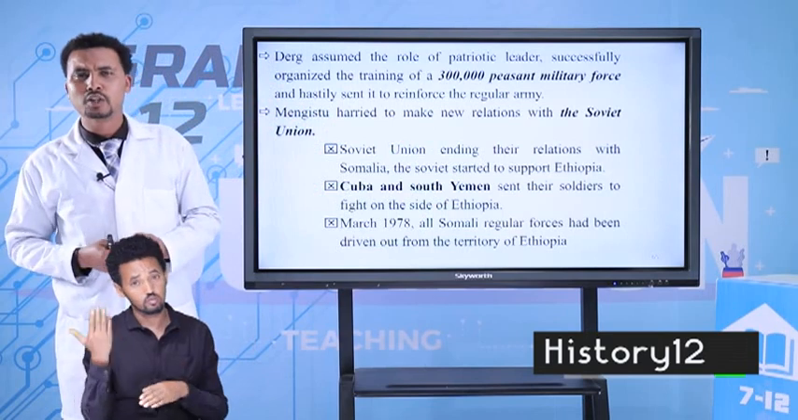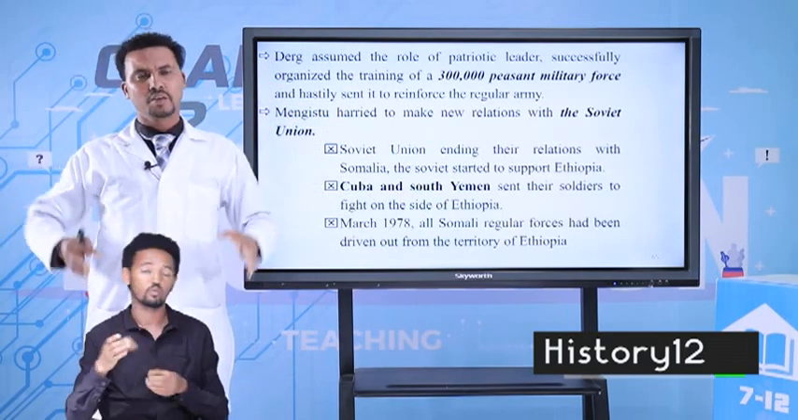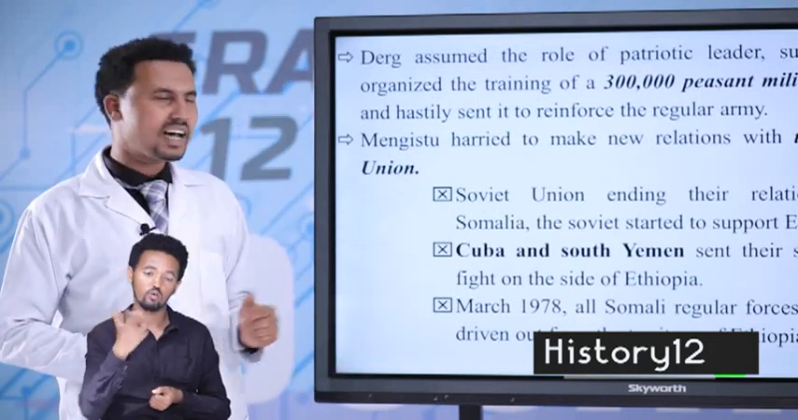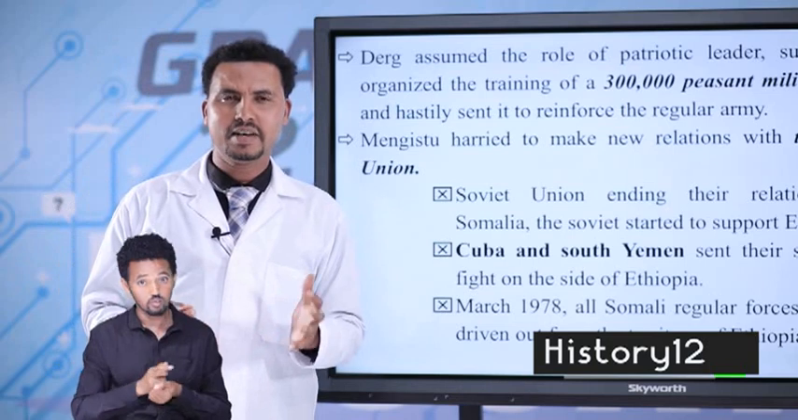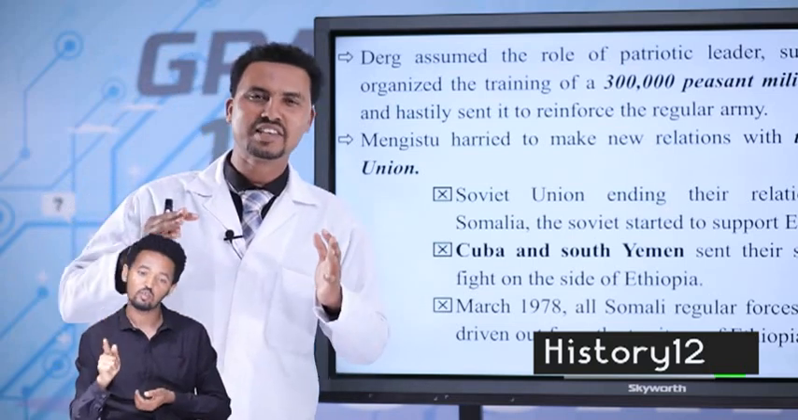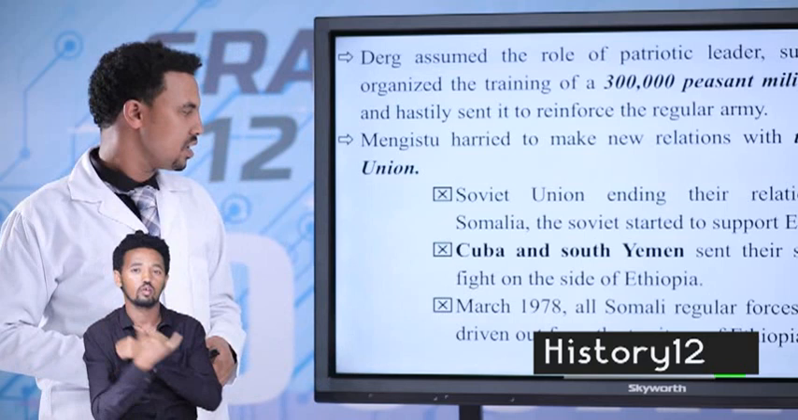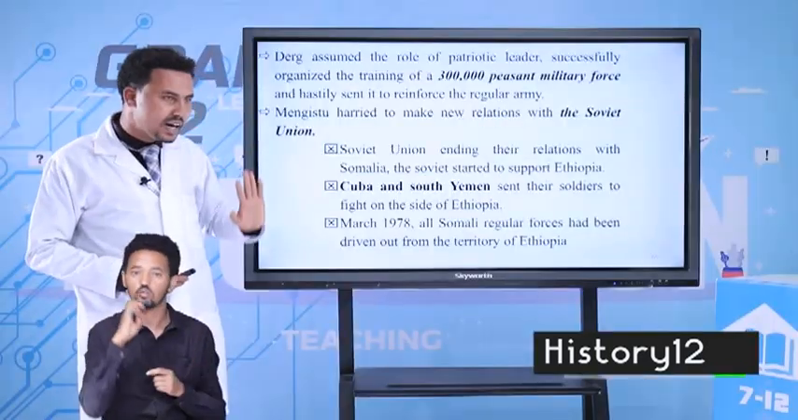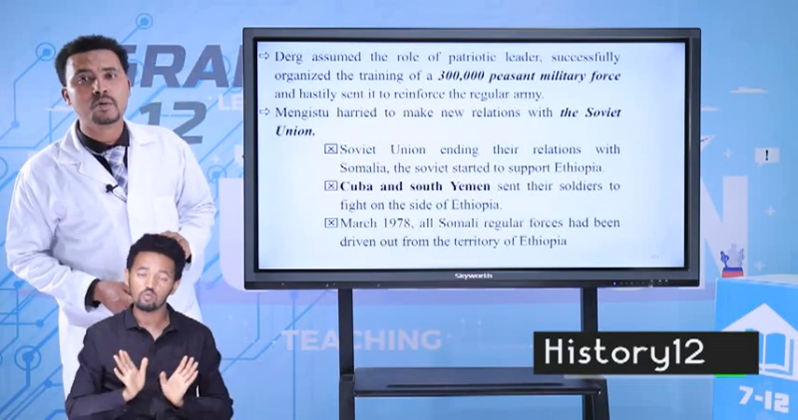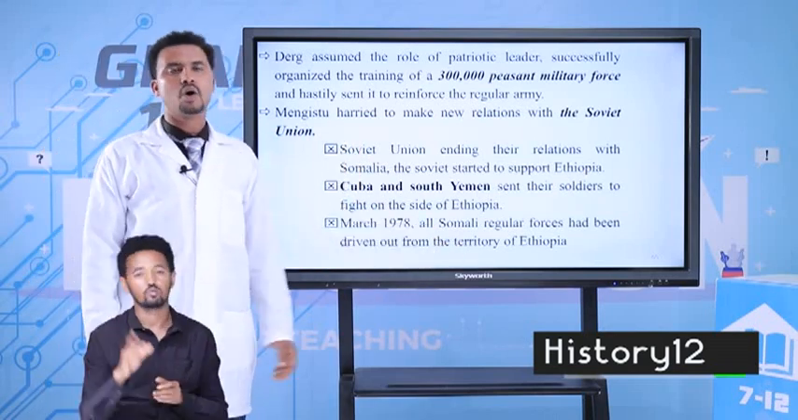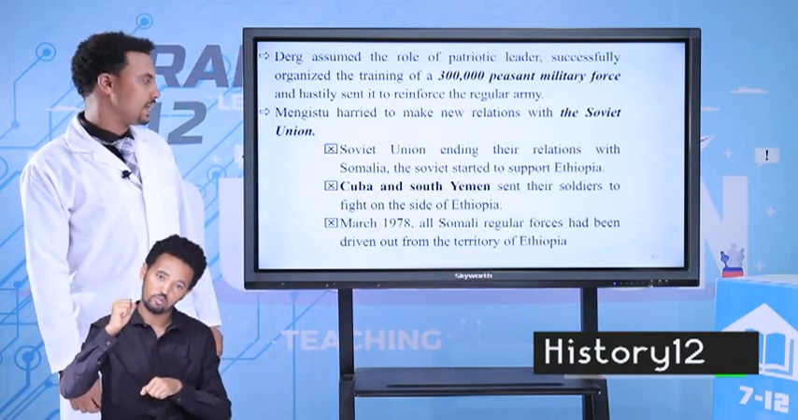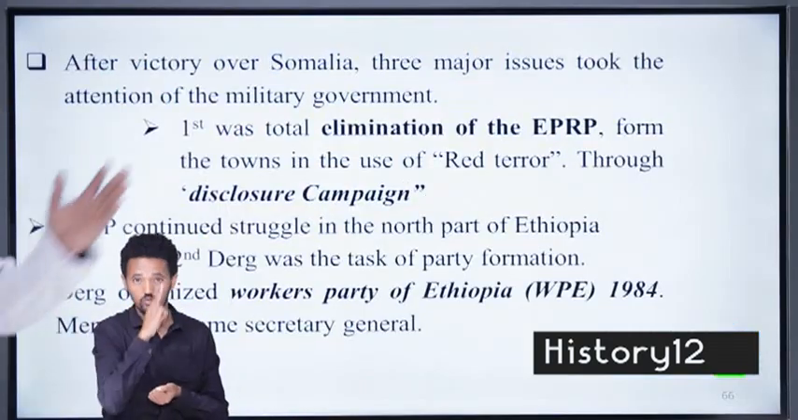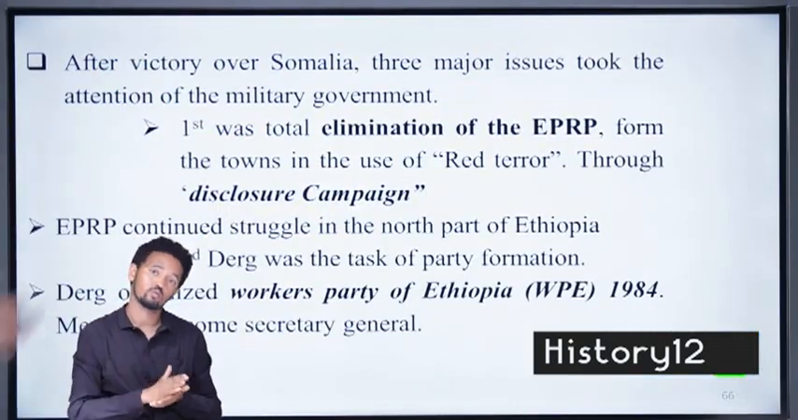The other supporter of Ethiopia during the time was Cuba. Fidel Castro supported Mengistu Haile Mariam. And the other one, southern part of Yemen. Yemen, Cuba, and the USSR were the supporters of Ethiopia. Then in March 1978, all Somali forces were driven out from Ethiopian territory. After the victory over Somalia, three major issues took the attention of the military government.